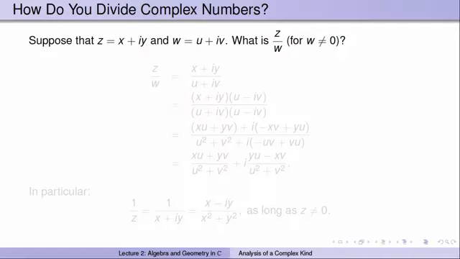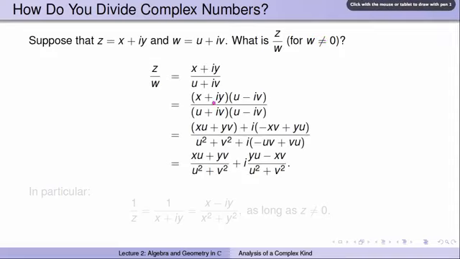So how do you divide complex numbers? Suppose we're given a z, x plus iy, and a w, u plus iv, so two complex numbers. How do I divide z by w? And of course, I'm going to need w to be non-zero. I can't divide by 0. So here's a great trick, and I'll show that to you with actual numbers. So z over w would be x plus iy over u plus iv.